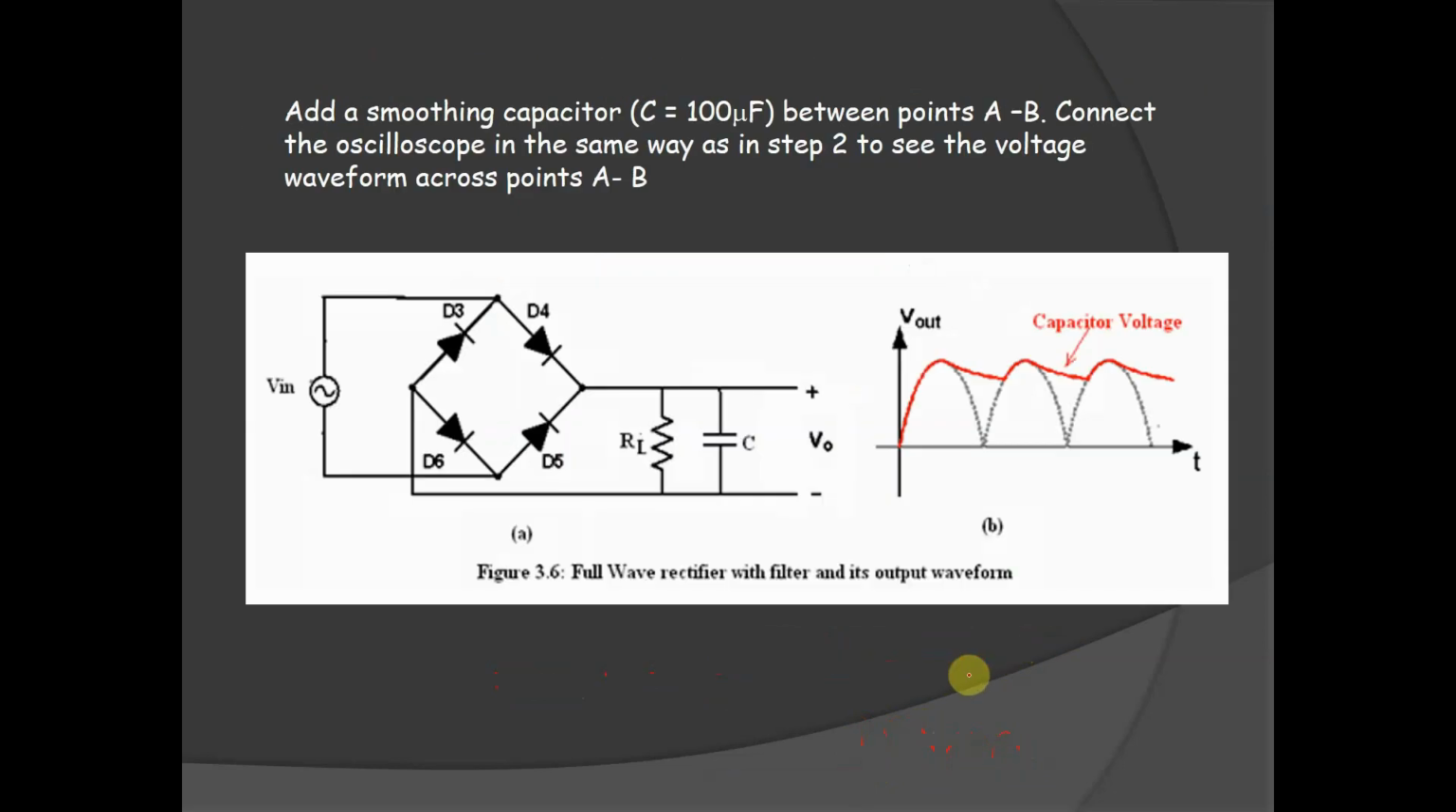Sometimes, if we want a better DC output, we have to put in a capacitor. So look at this one. The capacitor at this point, this is the capacitor voltage. While it is on this cycle, it's going down. So the output here will be this red line, depending on the value of the capacitor.